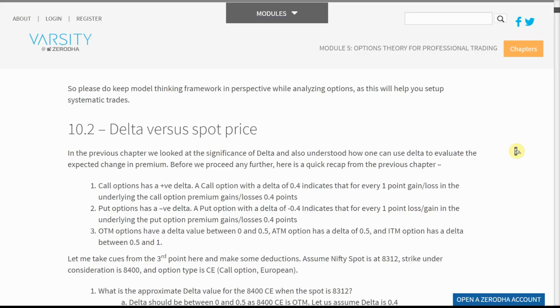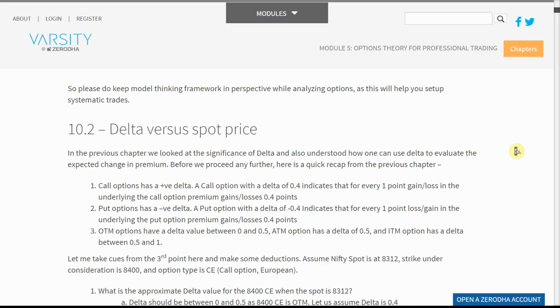10.2 Delta versus spot price. In the previous chapter we looked at the significance of delta and also understood how one can use delta to evaluate the expected change in premium. Before we proceed any further, here is a quick recap from the previous chapter.